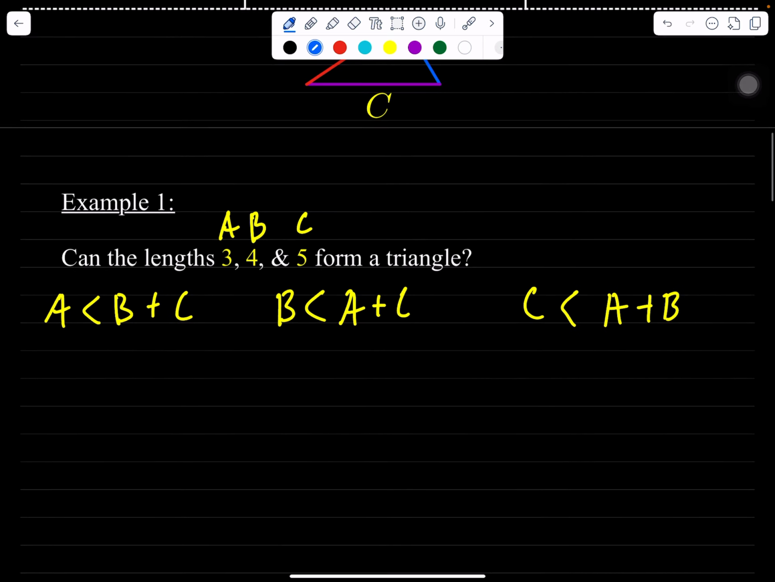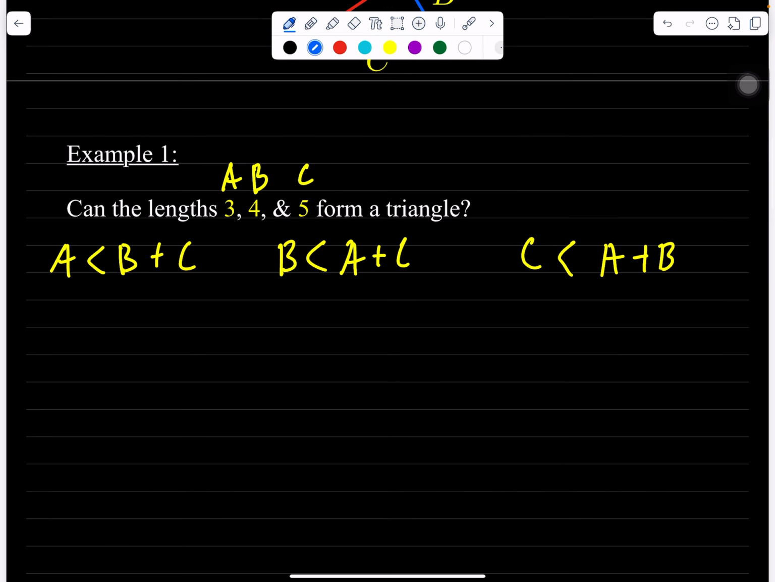So now we just need to plug them in and make sure that they're true. So we need to make sure that A, which is 3, is less than B, which is 4, plus C, which is 5. 4 plus 5 is 9. So we could see that 3 is less than 9, so the first inequality is satisfied.